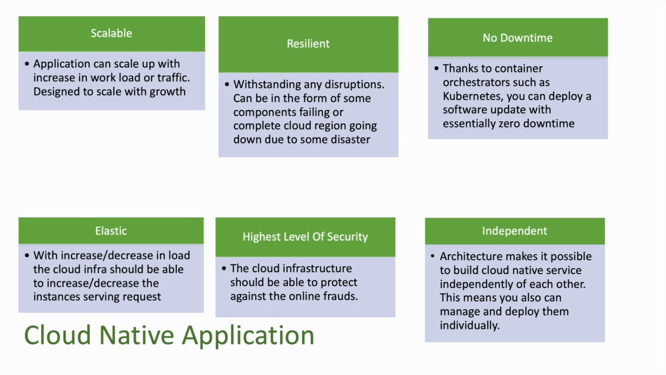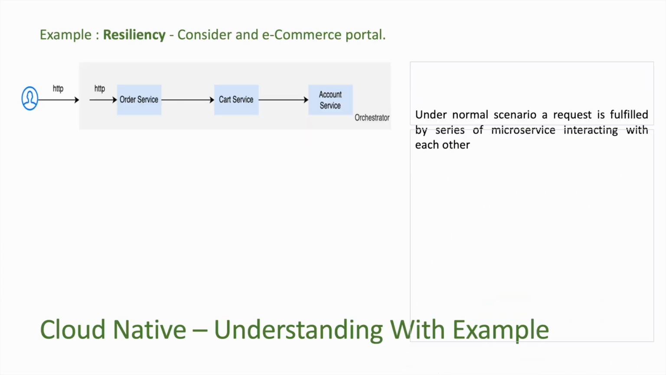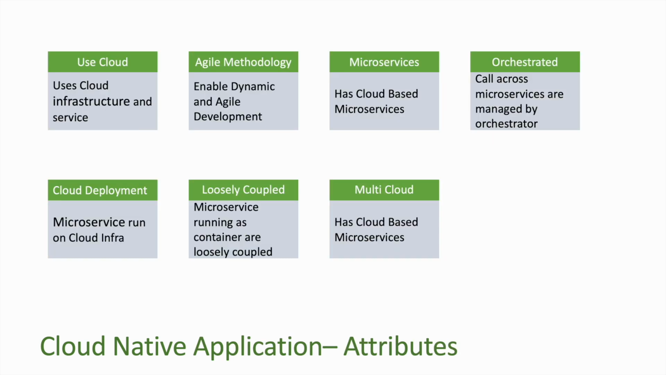Now let's quickly revisit cloud native application, what it offers. First is scalability, resiliency, no downtime or minimal downtime, elasticity, highest level of security, and independent development of the services. Now we'll see how it is possible to achieve all these things in the case of the cloud native application. So let's go over to the slide where we have covered all these things. Okay, so cloud native application attributes, that is, we are going to see how it is feasible to achieve all the features that we saw just now for the cloud native application.